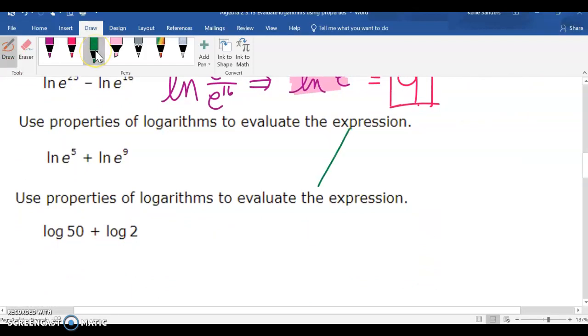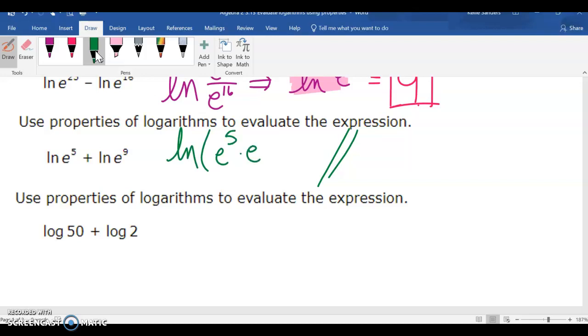Okay, 2 ways of doing this one. Natural log e to the 5th times e to the 9th, natural log e to the 14th, and those cancel out and you get 14. I'm going to rewrite the problem.